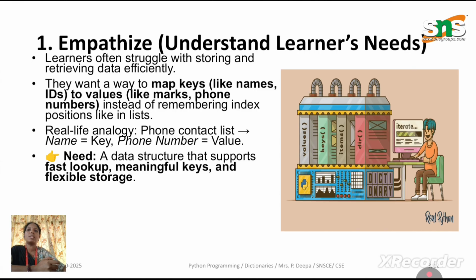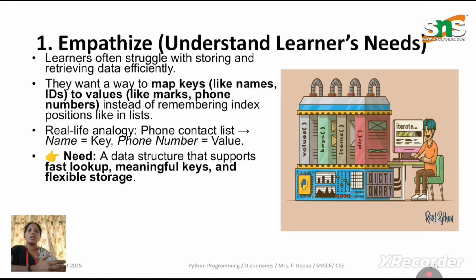So, the empathy part of the need. New learners often struggle with storing and retrieving data efficiently, so that keys and values should be mapped. So what are the keys and values here? The student's name and ID are keys, and the values are marks, phone numbers, blood groups, etc. The remaining indexing positions are also given in the list.